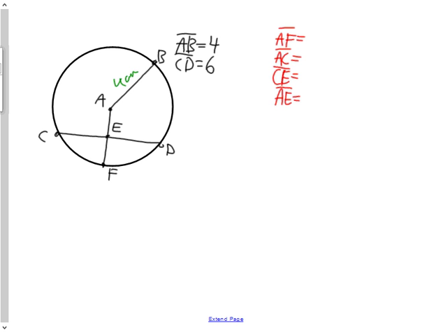The other thing it tells me is CD is 6. So this distance here is 6 centimeters. And we call those things a chord. So that chord CD is 6 centimeters.